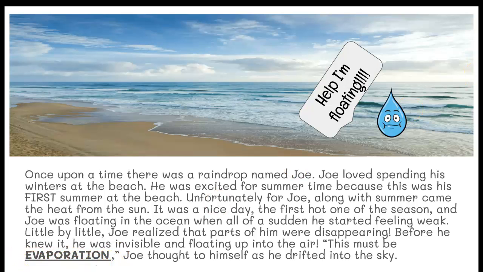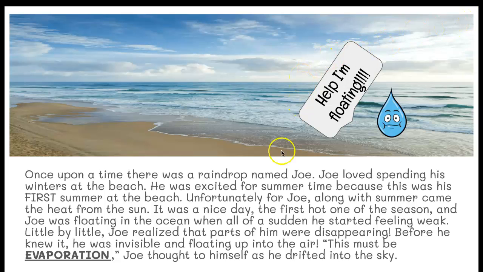So mine says, once upon a time, there was a raindrop named Joe. Joe loved spending his winters at the beach. He was excited for summertime because this was his first summer at the beach. Unfortunately for Joe, along with summer came the heat from the sun. It was a nice day, the first hot one of the season, and Joe was floating in the ocean when all of a sudden he started feeling weak. Little by little, Joe realized that parts of him were disappearing. Before he knew it, he was invisible and floating up into the air. This must be evaporation, Joe thought to himself as he drifted up into the sky.